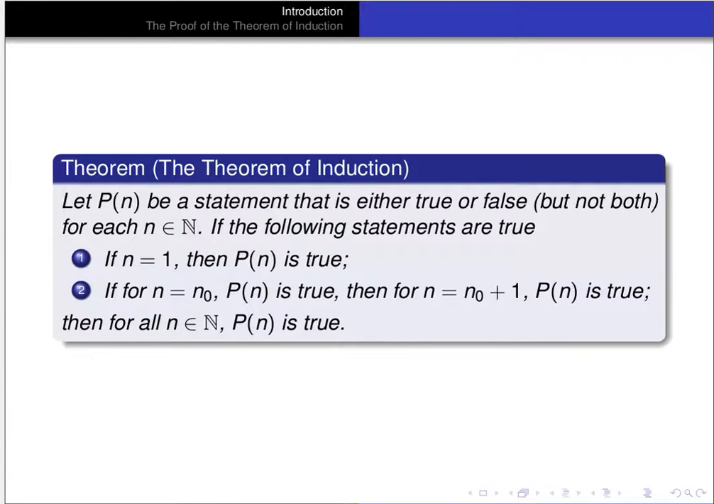So the theorem of induction states as follows: let P(n) be a statement that's either true or false, but not both, for each natural number n. Now, if the statement is true for n equals 1, so if P(1) is true, and if whenever P(n) is true for some natural number n₀, then P(n) is true for the successor n₀ + 1. If those two things are true, then the statement P(n) is true for all natural numbers n. That's our theorem of induction.